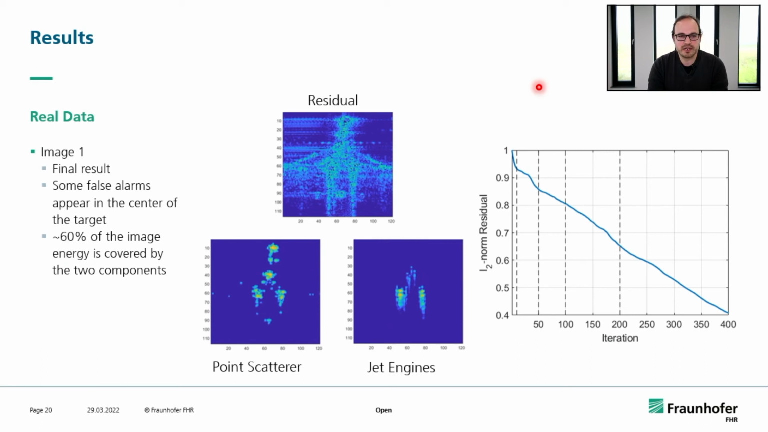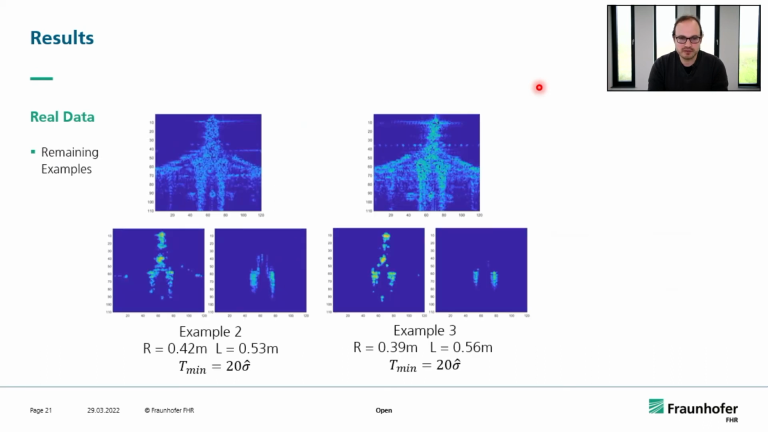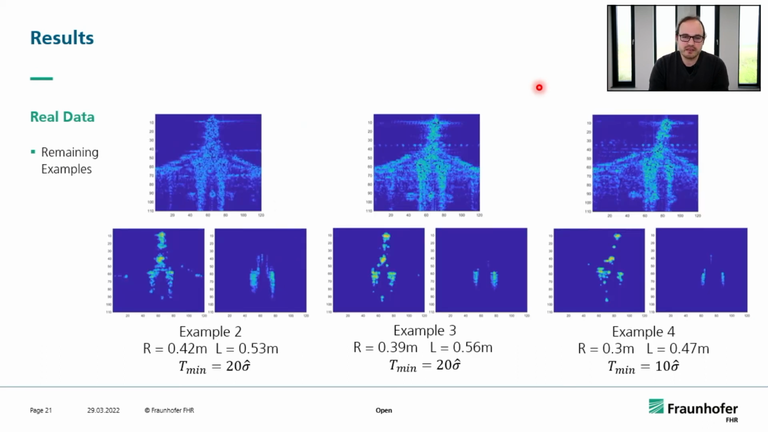And now we will have a look at the other 3 images, the remaining ones. There we can see that it's also possible to separate the scattering centers, the point scatterers, from the jet engine, and vice versa, of course. But the parameters vary a bit. So before we had this 39 centimeters opening. That's actually the same that we have at example 3. Example 2, the best result I got was this 42 centimeters, or this result here.